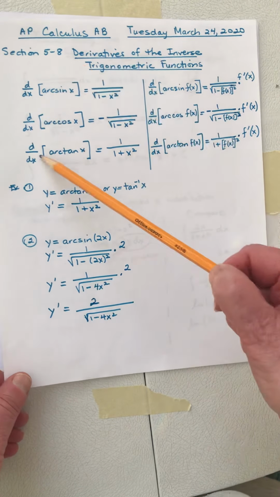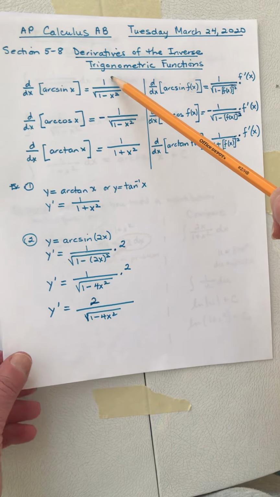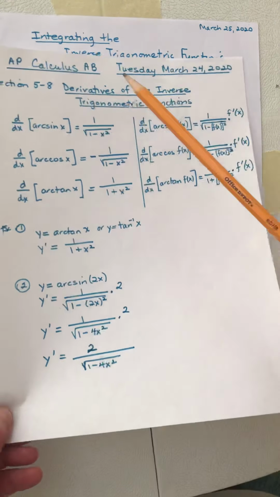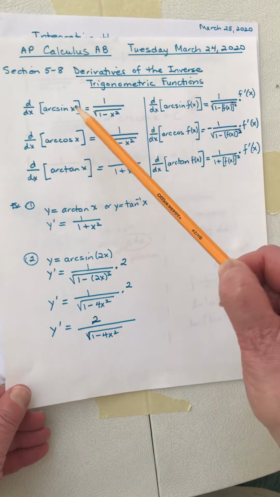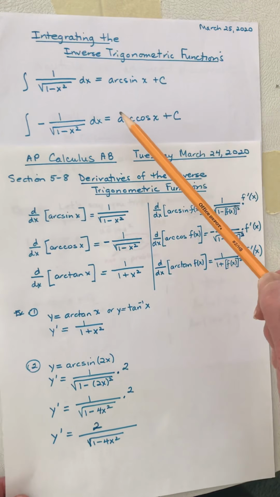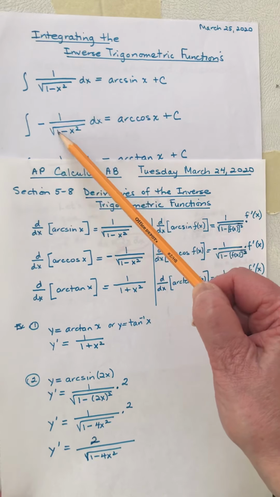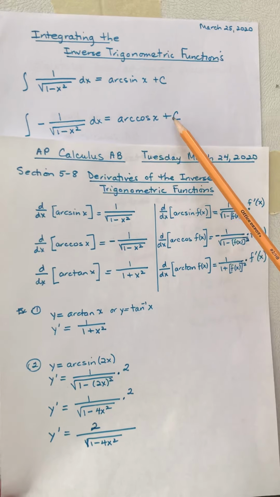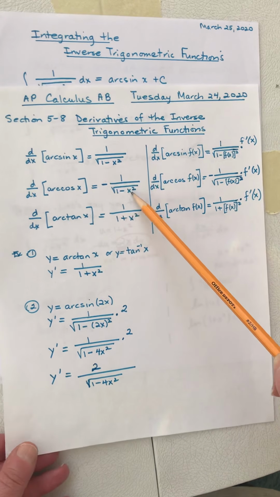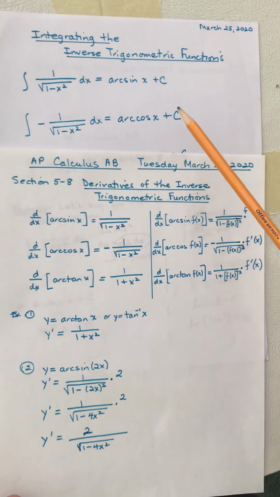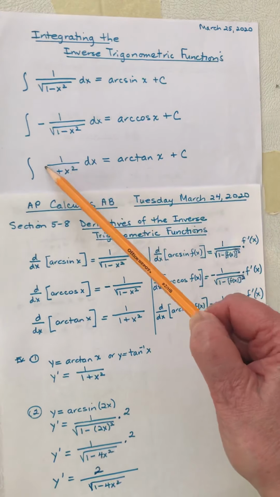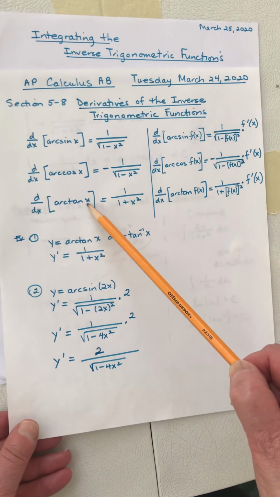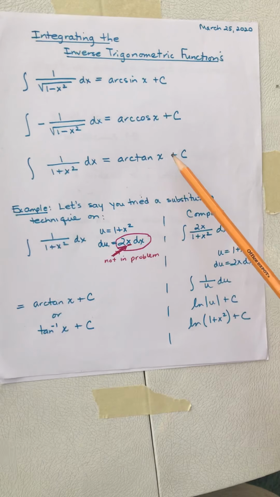So these, I'm just going to focus on these here. If we look at the integral of 1 over the square root of 1 minus x squared dx, if we integrate that, we get arcsine of x plus c back. If we integrate negative 1 over the square root of 1 minus x squared dx, we get arc cosine, because the derivative of arc cosine is the negative of 1 over the square root of 1 minus x squared. And of course, we put the plus c in there. And if we integrate 1 over 1 plus x squared, which is here, and was the derivative of arctan, we get arctan of x plus c.